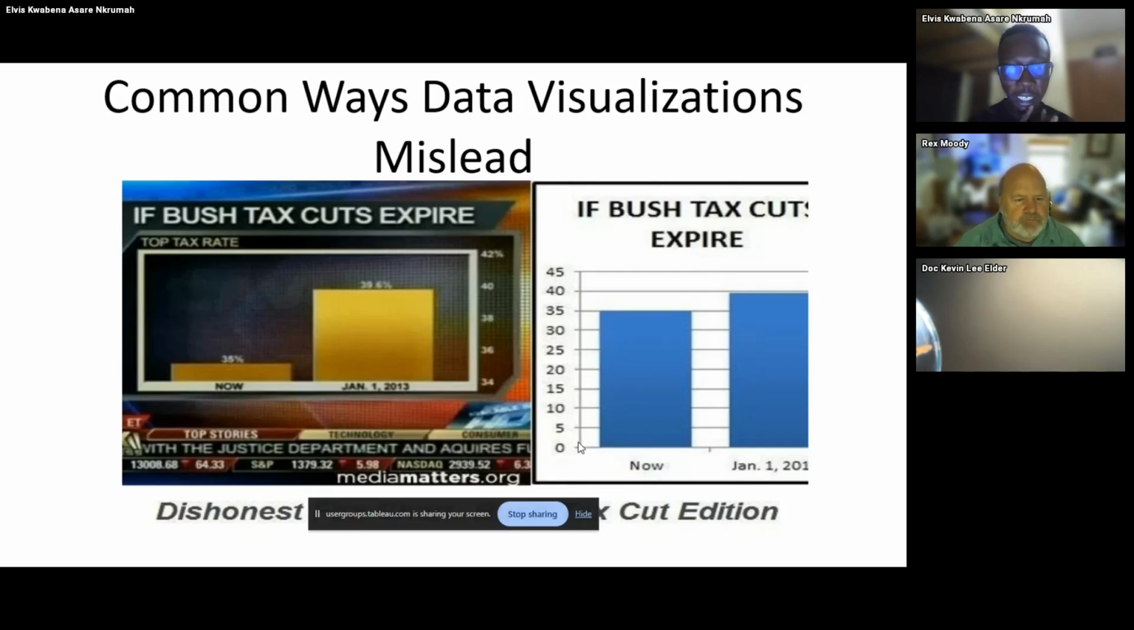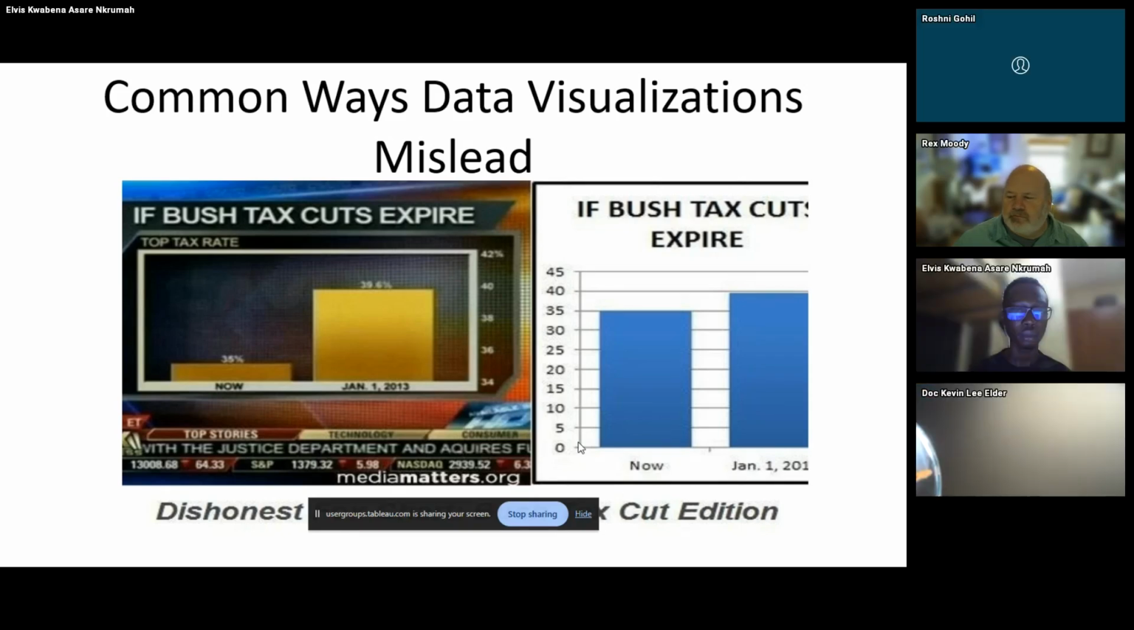And you can observe, and if you have any comment, you can unmute and speak. So the chart on your left, the news chart, any comments? What do you think is wrong with the chart? Well, the axis starts at 34, and so it makes it look like there's a huge difference when really it's not.